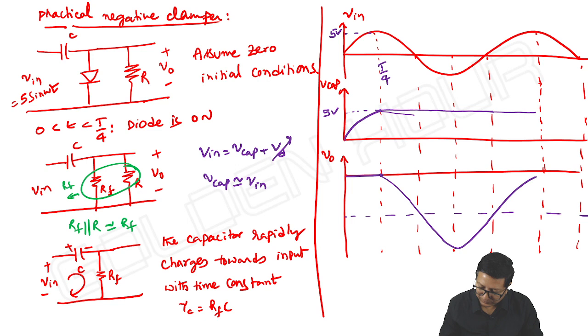Okay, because I hope you understand it. The capacitor, because of the larger time constant, is unable to discharge fast. So it almost appears like 5 volts only, and hence the output is 5 sin omega t minus 1. Okay, this is the idea.